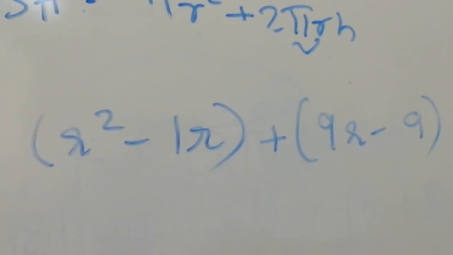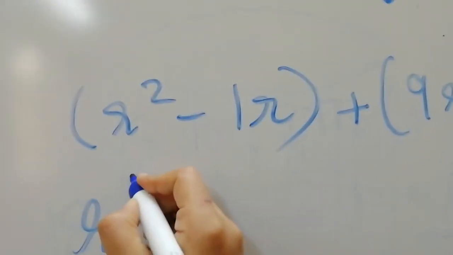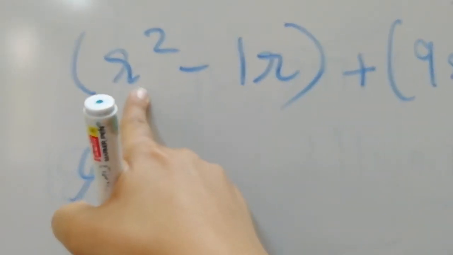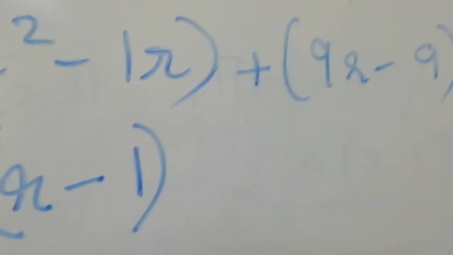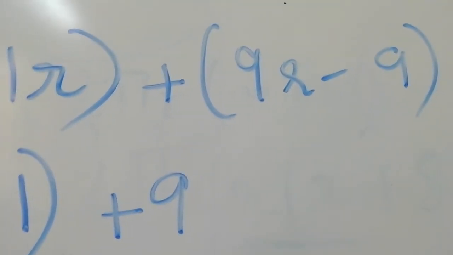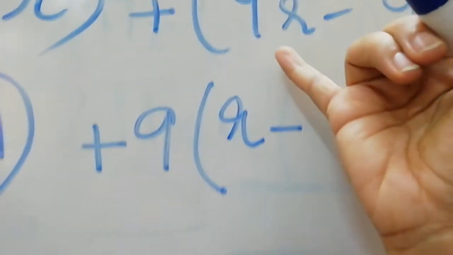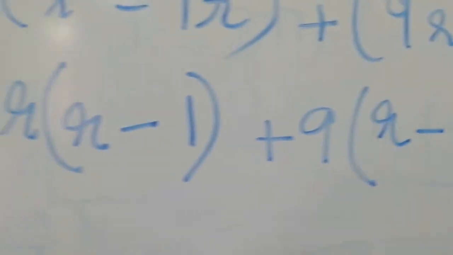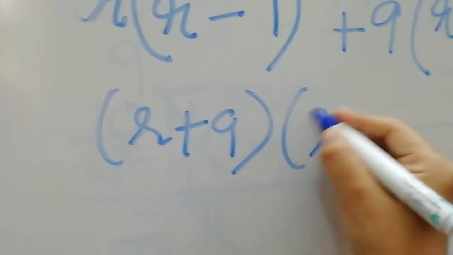Now I have got two parts. In the first part, what is the common variable? r. I will take r out. Out of r square, 1r is remaining, and this r is already out, so minus 1. And over here, what is the common factor? It is 9. We will take 9 out, and in the bracket it will be r minus 1. So I have two brackets now, r plus 9 and r minus 1, which is equal to 0. Remember, we wrote 0 here earlier.